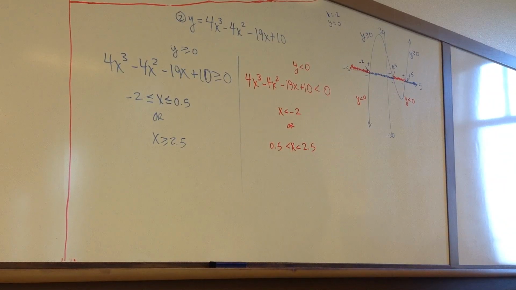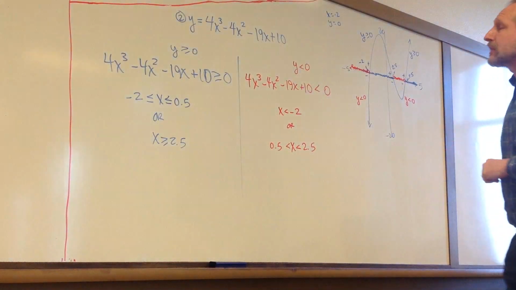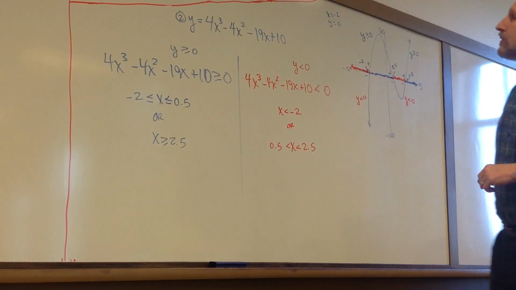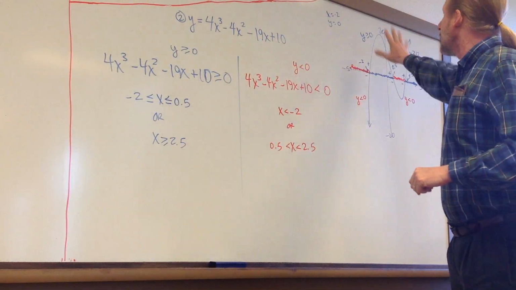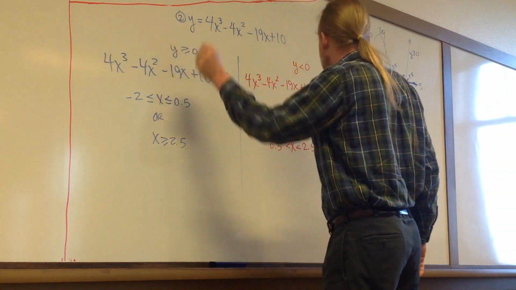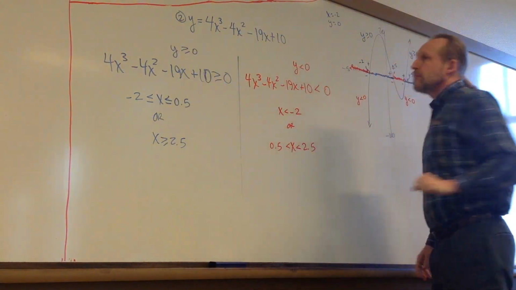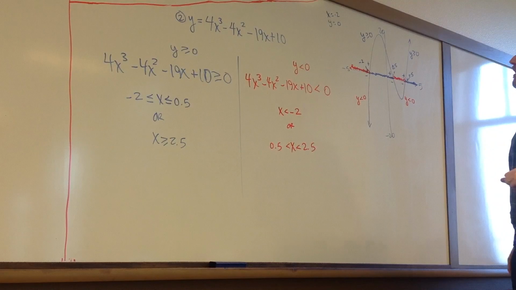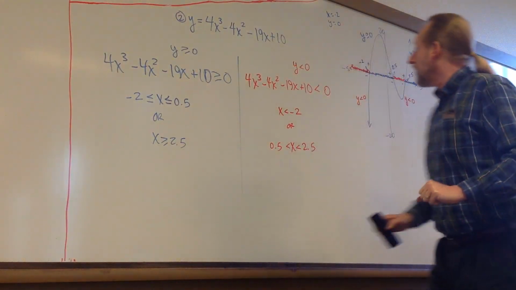Okay, so that's the way these questions in the first part of section 2.3 are set up. We've got a graph that we want to look at, and then we want to figure out which x values make y positive, which x values make y negative. Okay, so let's look at problem 4.